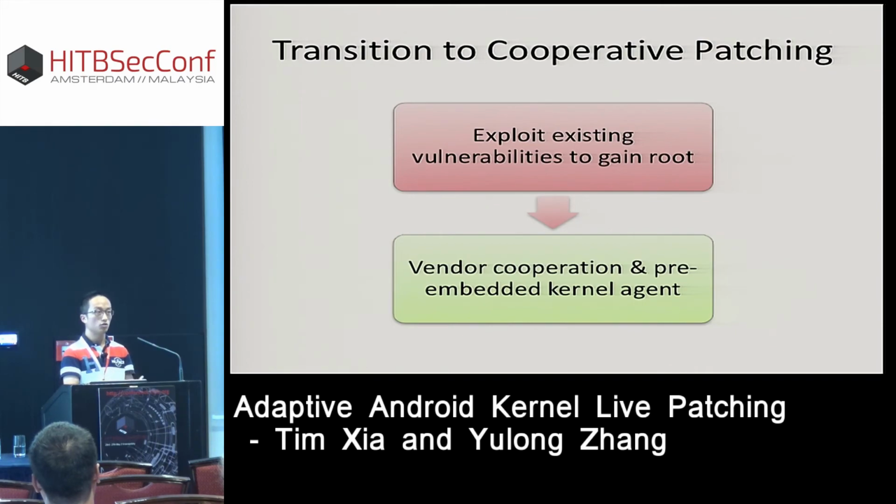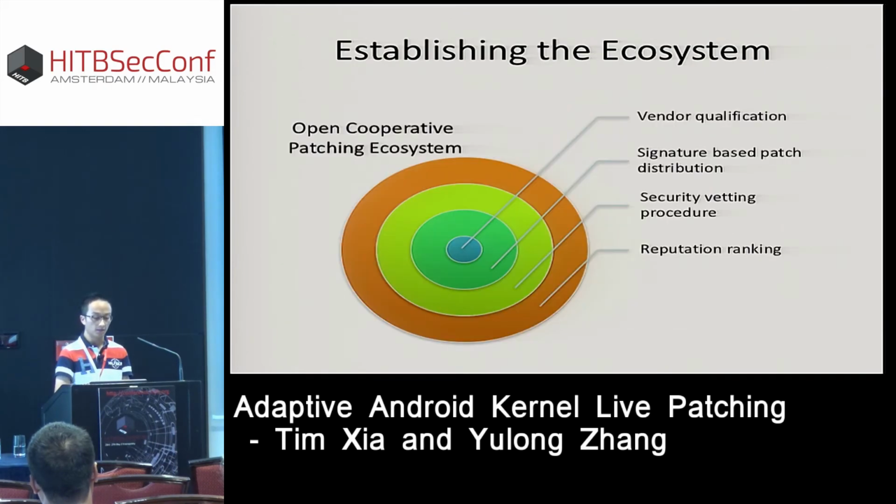But the first 2 methods are not ideal. The ideal way is to let the vendor give us the privilege to do the kernel adaptive live patching. Only in this way, we no longer have to worry about rooting the phone, and we don't have to worry about some overhead in this step. If the vendor can integrate the adaptive kernel patching privilege or framework in their own firmware and pre-embed a kernel agent we can directly call, then this can be very easy.